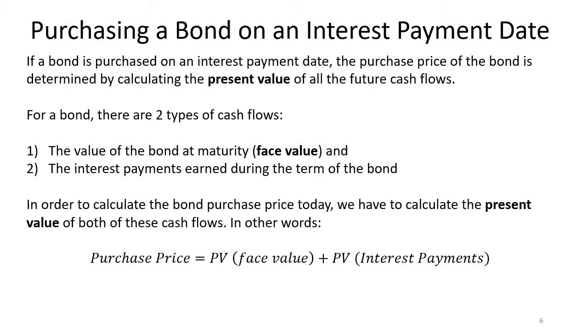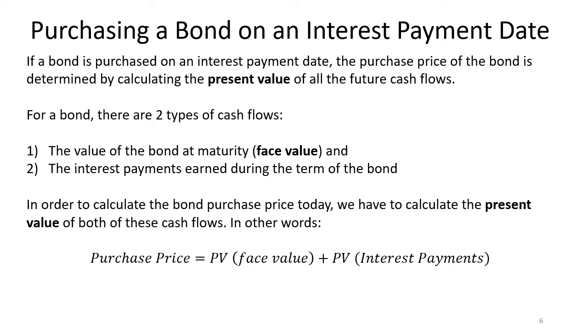And in each of these examples, unlike the last example we just did, you'll notice that the market interest rate will be higher or lower than the bond rate. So it'll either be selling at a premium or at a discount.